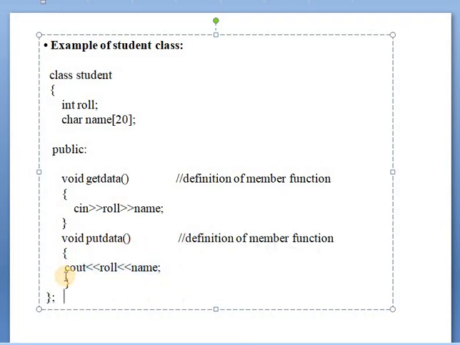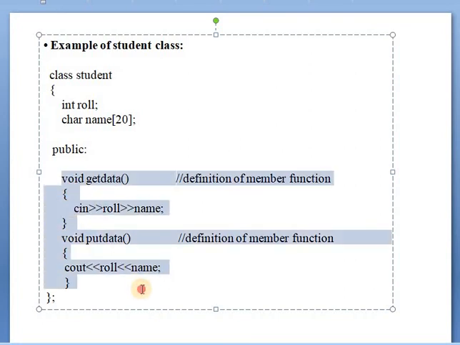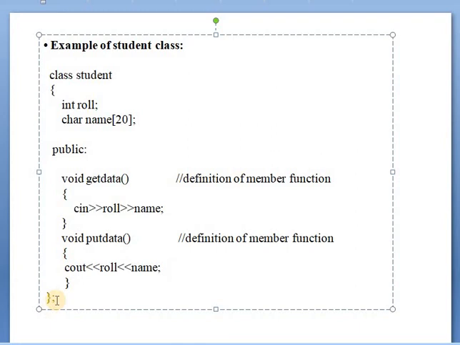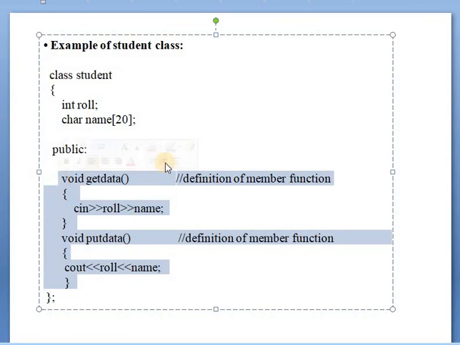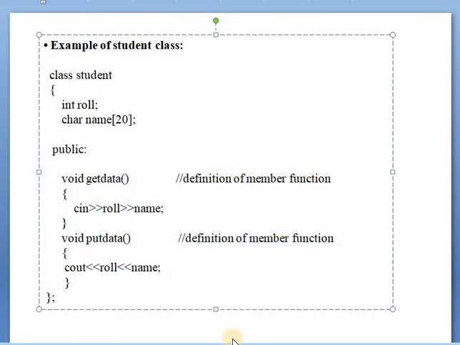Cout, here the cout function is used to display the output on the screen, that is the roll number and name given by the student. So these are the definitions of the functions, and these two member functions are defined inside the class. Why inside the class? Because the end of the class is here, and inside the class we are defining the member functions.